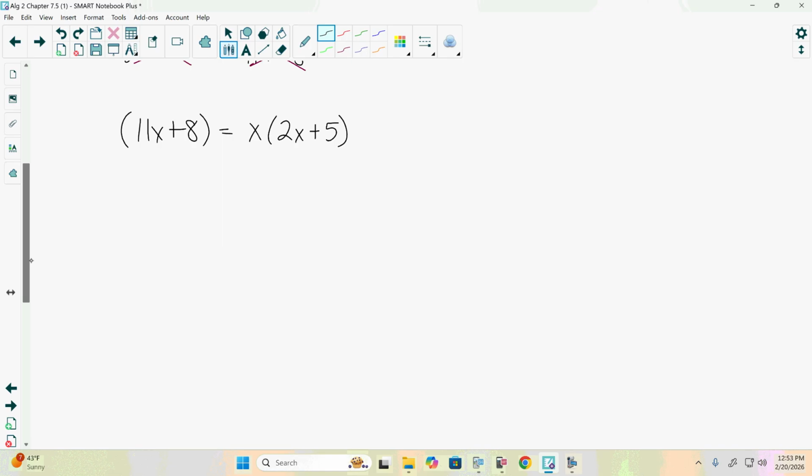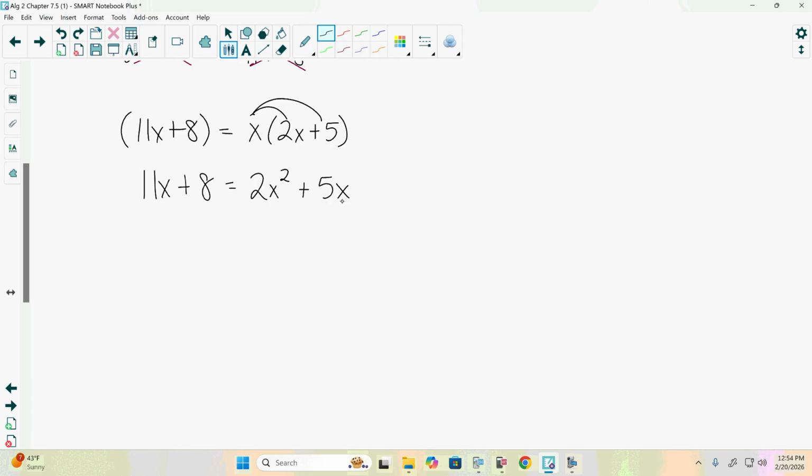Now we need to start simplifying. On the left-hand side, we can simplify or remove those parentheses, nothing in front of it, nothing to be multiplied, so they're just going to drop. Now on the other side, the right-hand side, we will need to distribute the x. X times 2x is going to be 2x squared. X times 5 is going to be plus 5x. Questions on any of this here? Questions on this so far?